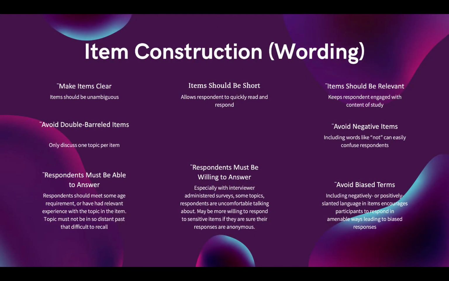When it comes to constructing these items, there are many things that the researcher should consider. First, make sure that the items are clear. You don't want to be ambiguous in what you mean. The items should be short. You want your participant to be able to quickly read and understand it. The item should be relevant. The participant should be able to understand how this one item relates to the larger survey. Avoid double-barreled items. You only want to discuss one topic per item because you don't want to confuse the participants. Avoid negative items, so exclude words like not, because those words can easily confuse the respondent.